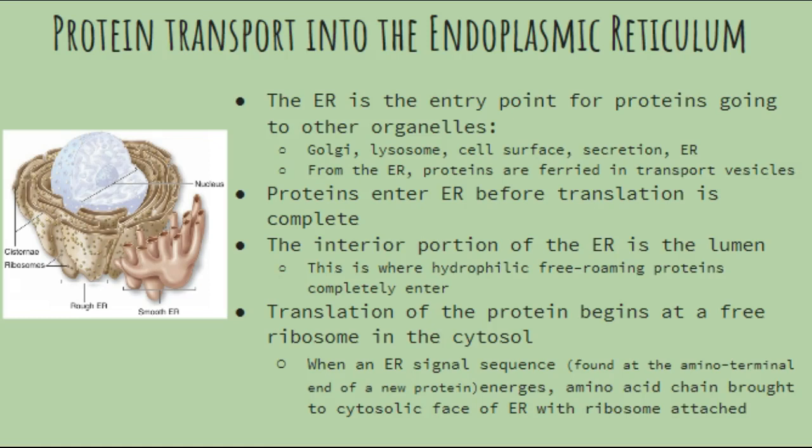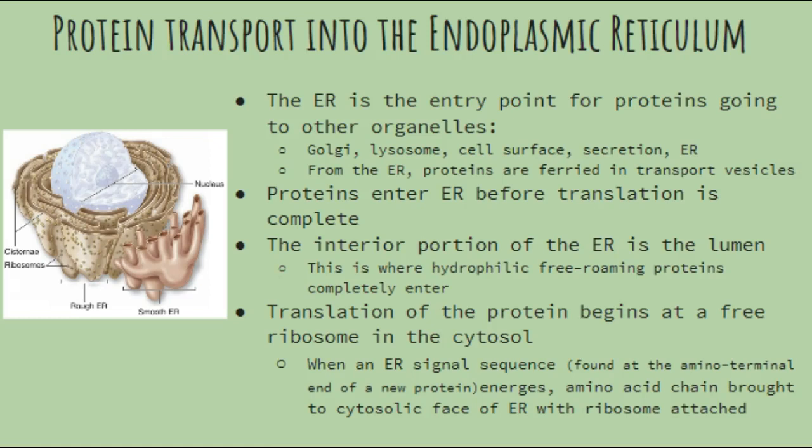Proteins enter the ER before translation is complete, which is why there's two sections of the ER. There's the rough ER and the smooth ER, and this is why the rough ER is embedded with ribosomes. The interior portion of the ER is the lumen, which is where the hydrophilic, free-roaming proteins are entered into the ER.